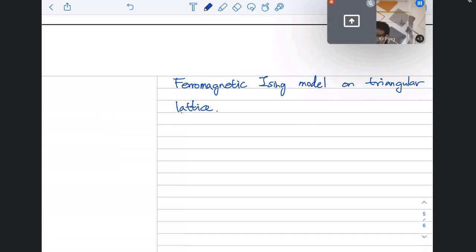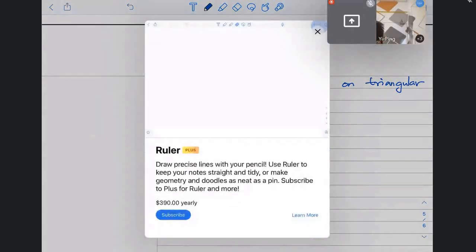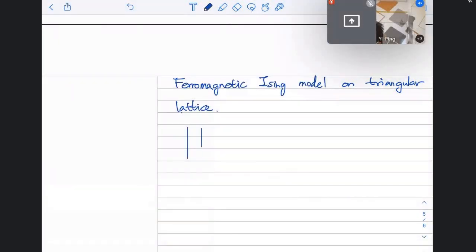Okay, so you will probably see later why we want to discuss the physics on a triangular lattice. But what I'm trying to convince you is that for a ferromagnetic system, it doesn't matter what kind of lattice you are sitting in. For example, if you are sitting in a square lattice, ferromagnetic coupling just says that all the spins should try to align themselves with each other. So that's what happens on a square lattice.